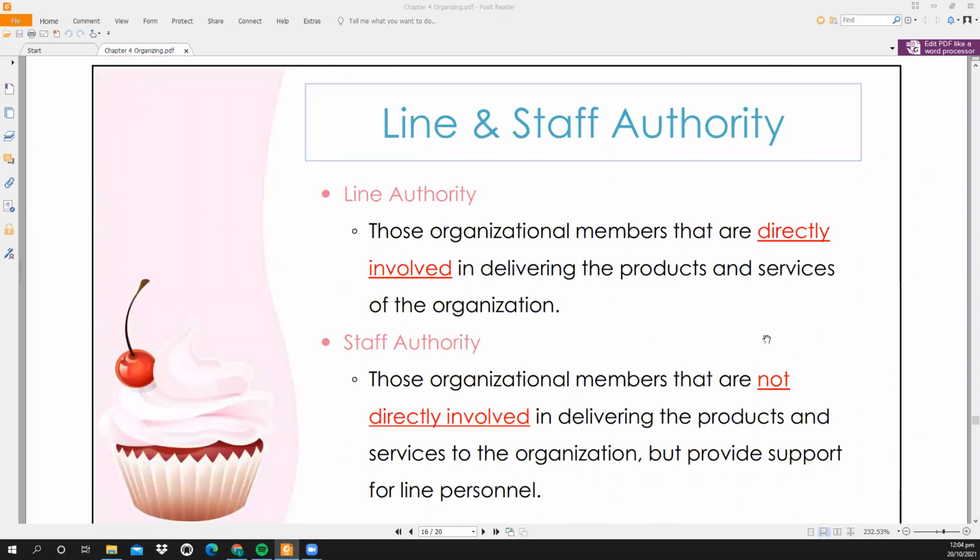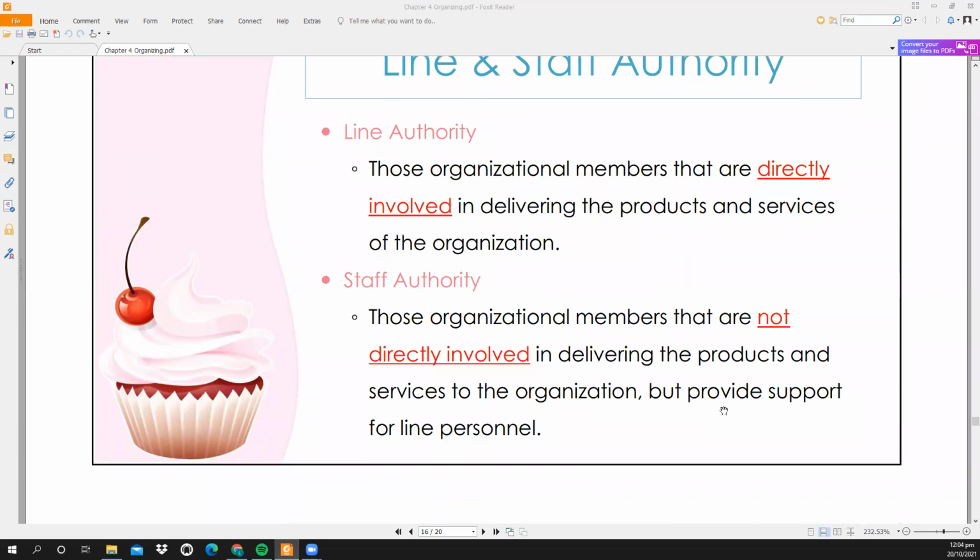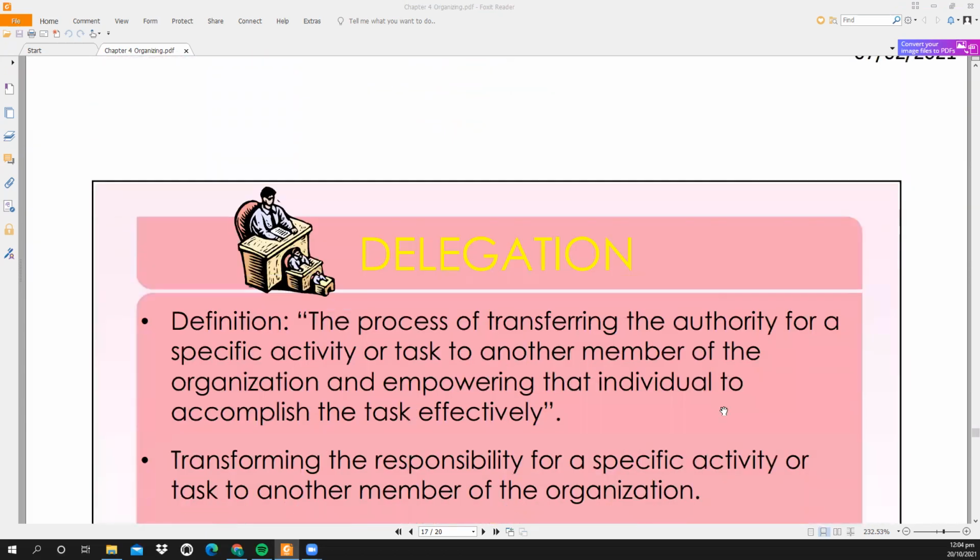Line and staff authority. Line authority refers to those organizational members that are directly involved in delivering the products and services of the organization. While staff authority refers to those organizational members that are not directly involved in delivering the products and services to the organization, but provide support for line personnel.